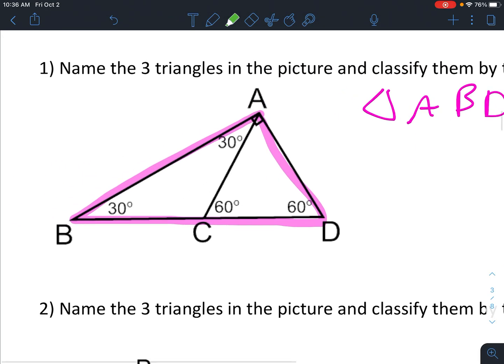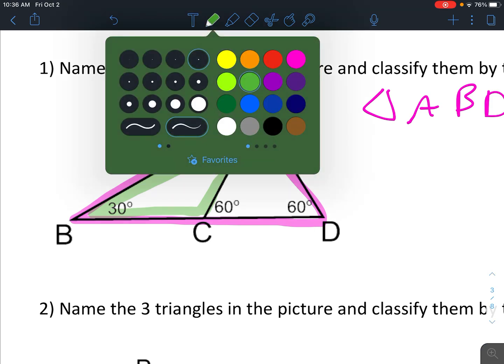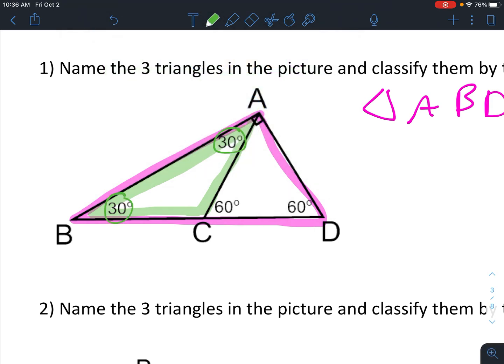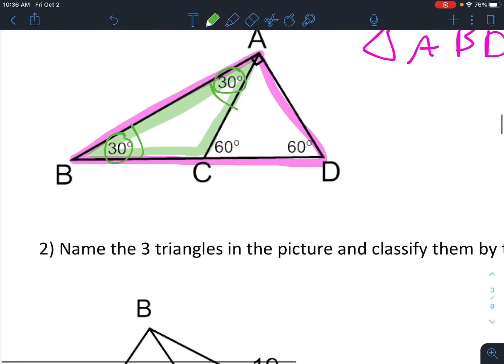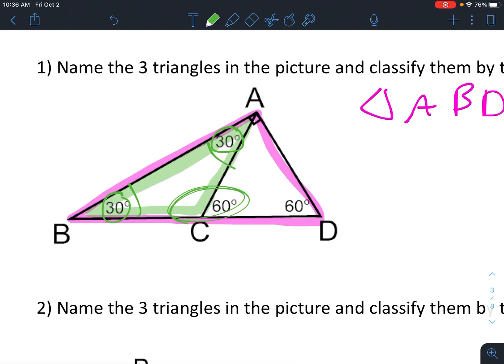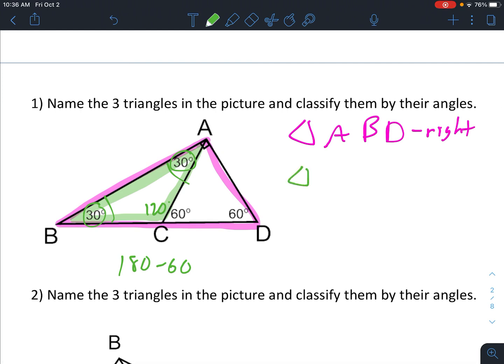Now let's take a look at this triangle over here. I know this one is 30, and I know this one is 30, so those are equal. And if you look here, this is a linear pair right here. So to get that other angle, we could do 180 minus 60. And this would be 120 degrees, which is obtuse. So 2 acute angles and 1 obtuse angle means triangle ABC must be obtuse.